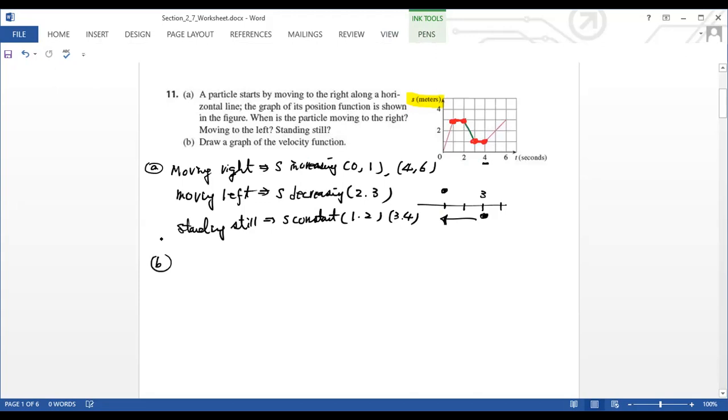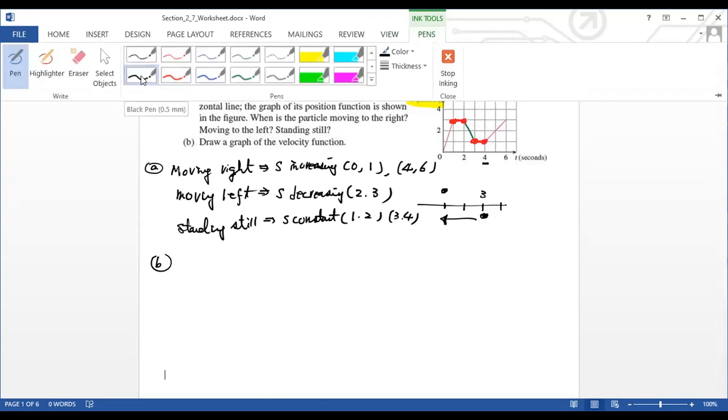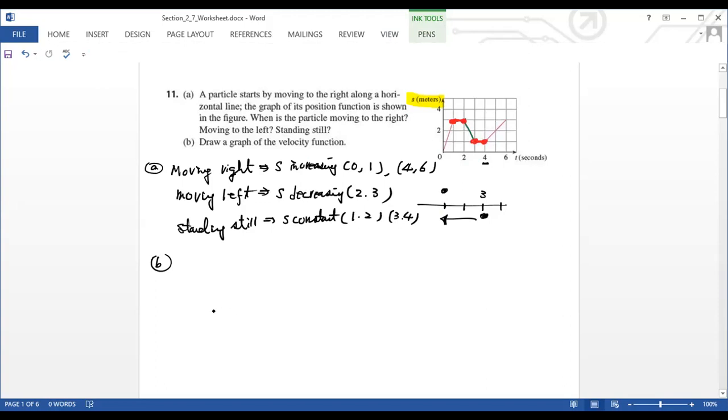Now part B says draw a graph of the velocity function. Okay, I'm drawing a graph and it's the velocity function. So let's take a look here. This is a really very good problem. It gives you a very good idea. Okay, so this is 1, 2, 3. All right, so this is -1, -2. And this is my 1, 2, 3, 4, 5, 6.